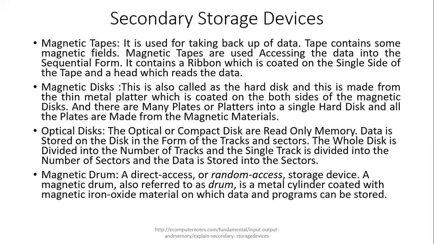It is a direct access or a random access storage device. So you can access any location randomly. So the time taken is less as compared to a sequential device like a magnetic tape. A magnetic drum, also referred to as a drum, is a metallic cylinder coated with magnetic iron oxide material on which the data and programs can be stored.